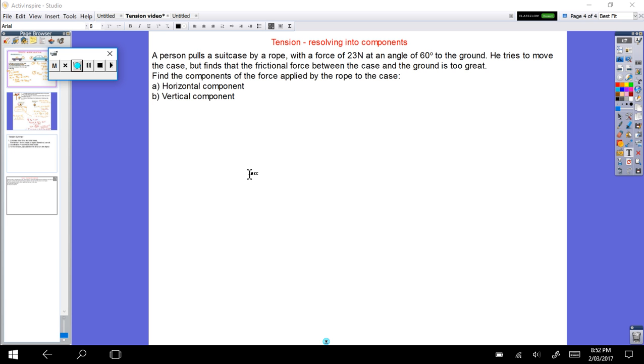He tries to move the case but finds that the frictional force between the case and the ground is too great, so that the case doesn't move. So the question is, find the components of the force applied by the rope to the case. We need to find the horizontal component of it and the vertical component. So this is the first question we've done where the force is applied at an angle.